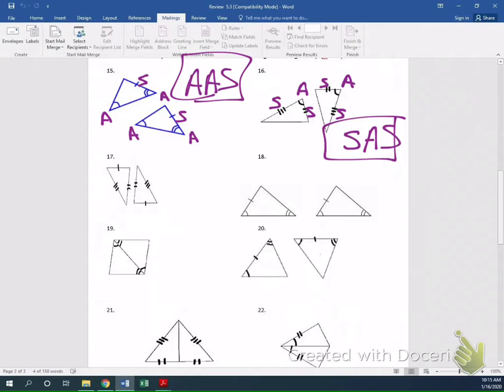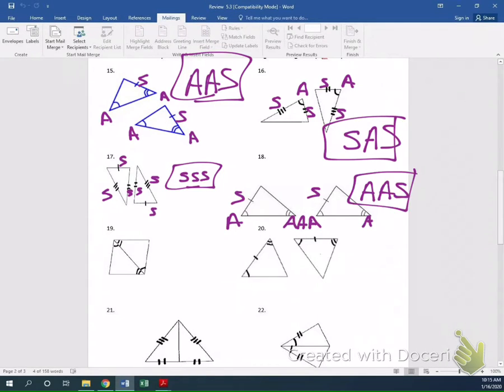All right, number 17. What am I looking at? All the sides. Side, side, side. Good. Number 18. The sides, angles, angles. Angle. Is the side in between the two angles or not? No. Not. So this is the angle, angle, side. The side would have to be right here if we wanted angle, side, angle.